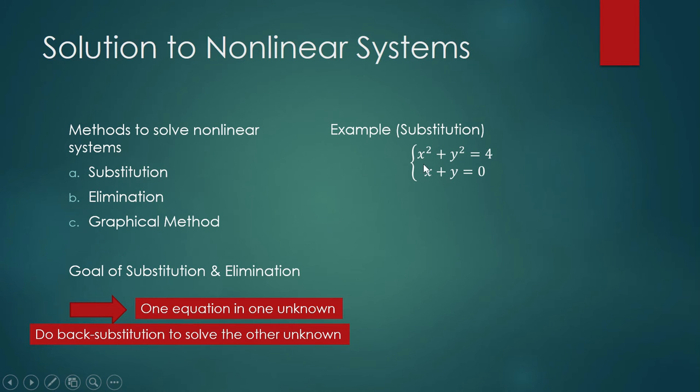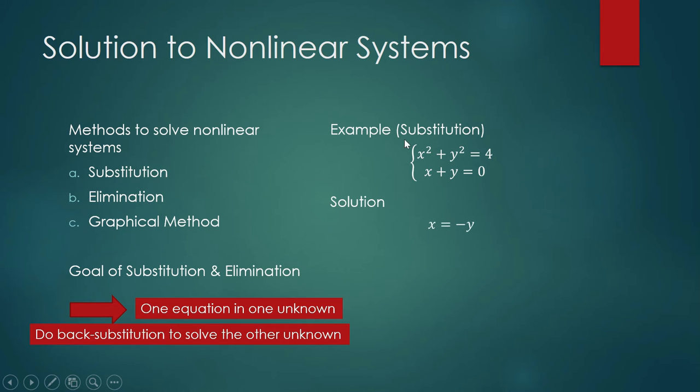One is a linear equation, one is a nonlinear equation. In particular, this is a circle. This one is a circle. Okay, let's do this by substitution. By the word itself, substitution, you know what's going to happen.